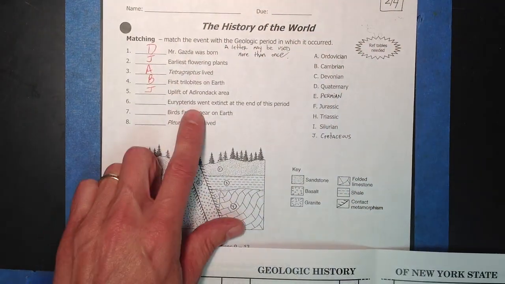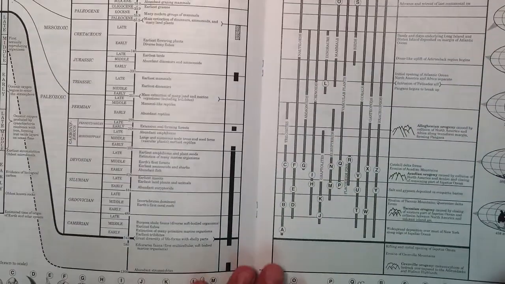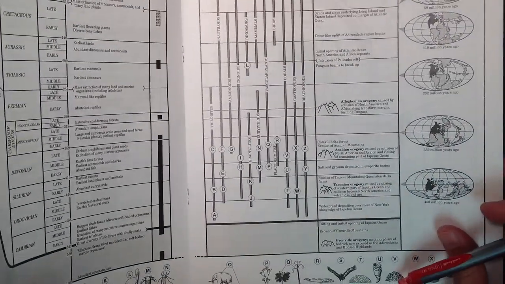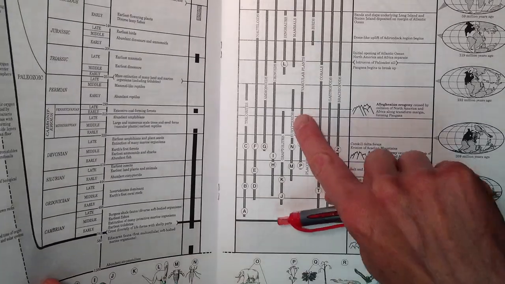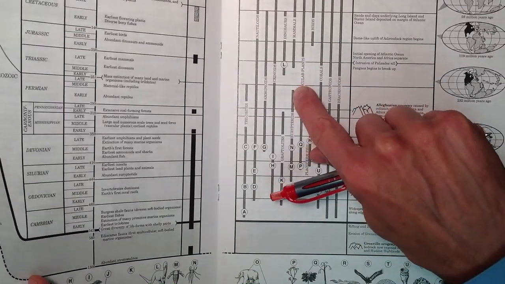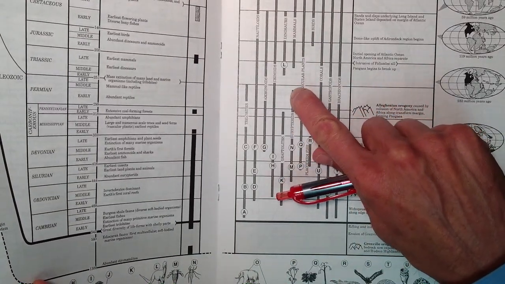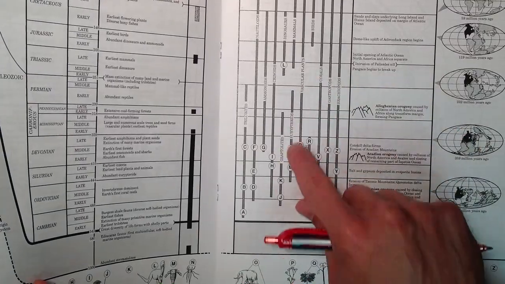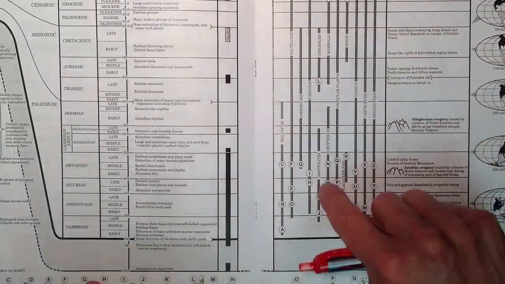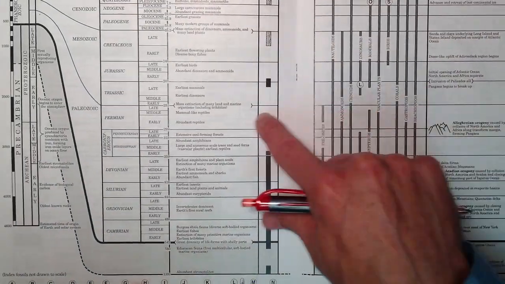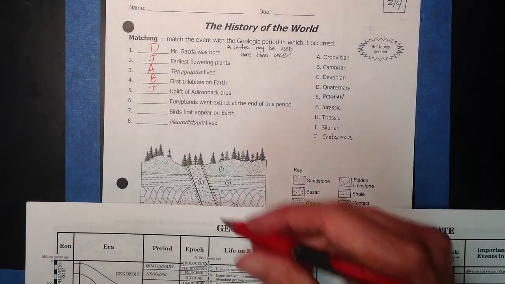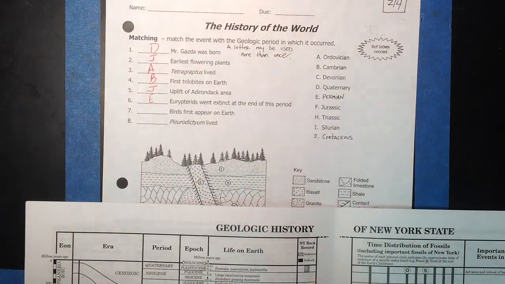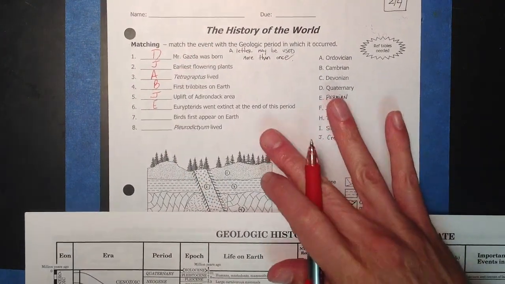J, Eurypterids went extinct at the end of this period. Where are Eurypterids? Eurypterids are on here. This is where you want to find them. You see the name right there. They went extinct at the end of this period, or towards the end of this period. They changed this a little bit, so it's towards the end. It's the Permian. So not really at the end. I know the reference table changed a little bit, and how they did that timeline there.